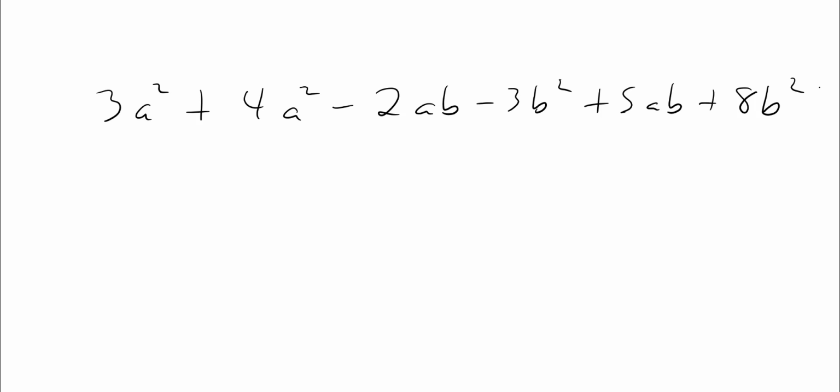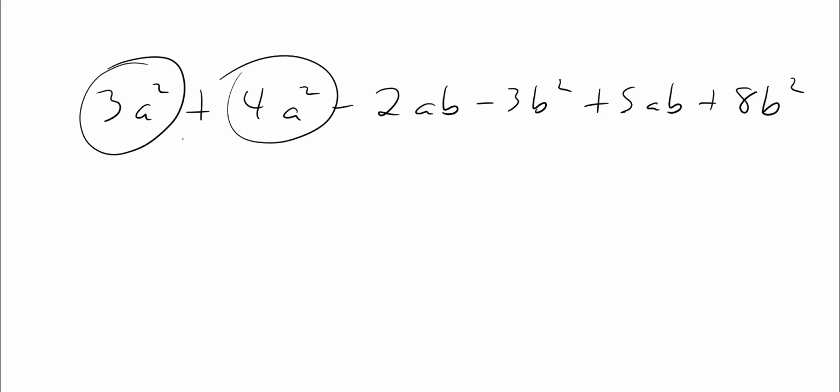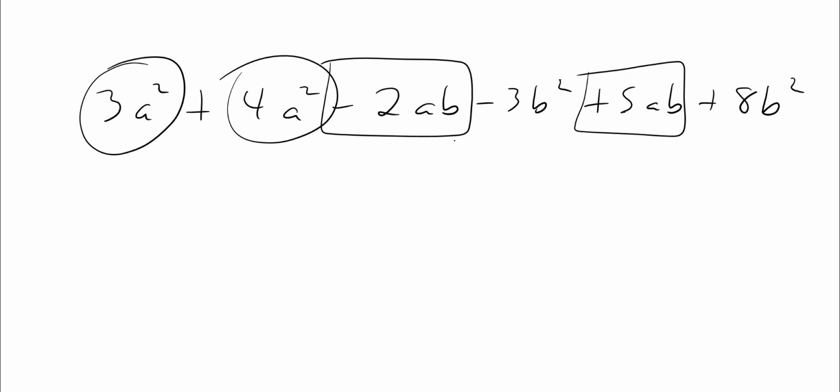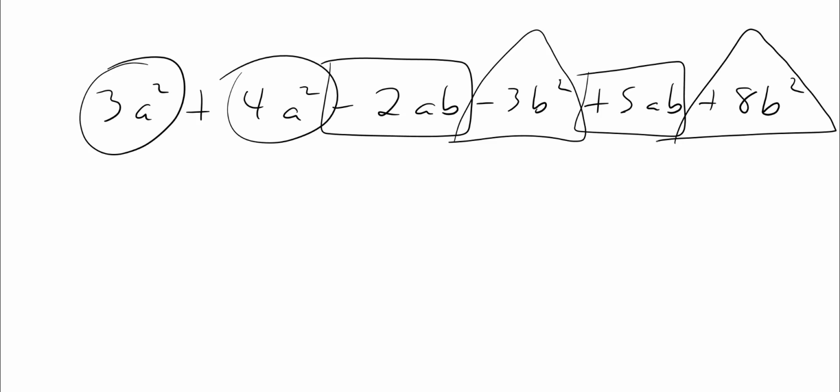So what you want to do is highlight things. Another way to do it, if you don't have any colored pencil, well, everyone's got their iPad, but let's say you're doing a quiz or anything, you can do this. You can say, well, I'll circle these guys here. So that's a like term, that's a like term. And then the ab, oh, there are 2 of those, so I'll put a box around those. And then you've got the b squared, so I'll put a triangle around that. Okay? And those are your like terms.